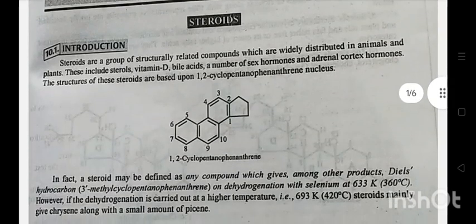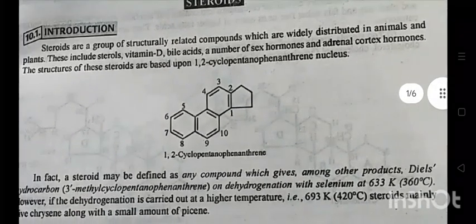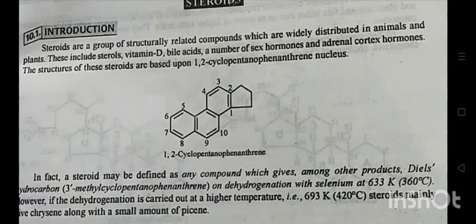Steroids. Introduction. Steroids are a group of structurally related compounds which are widely distributed in animals and plants. These include sterols, vitamin D, bile acids, a number of sex hormones, and adrenal cortex hormones.